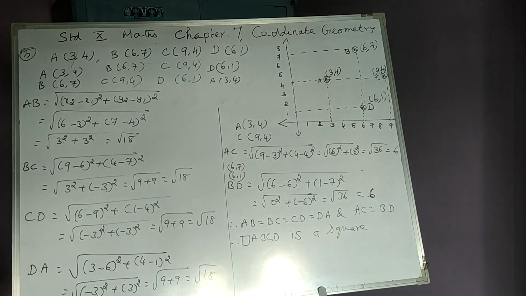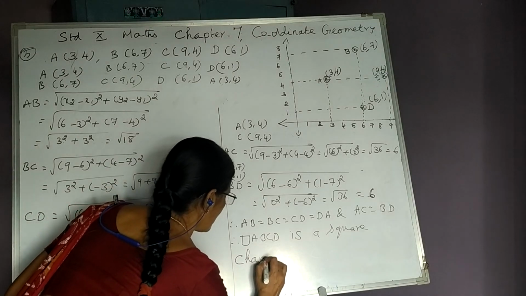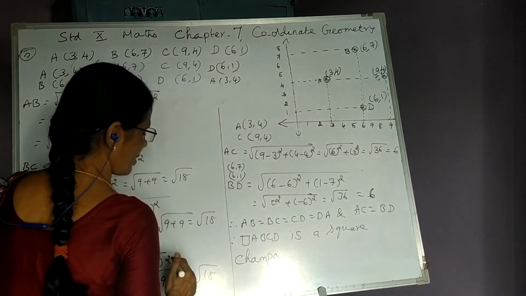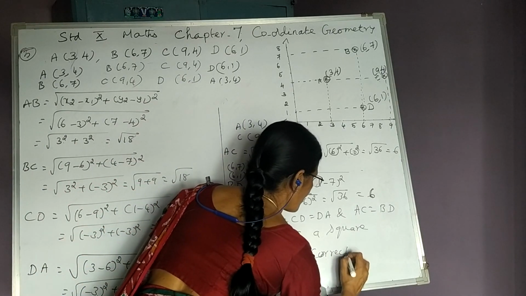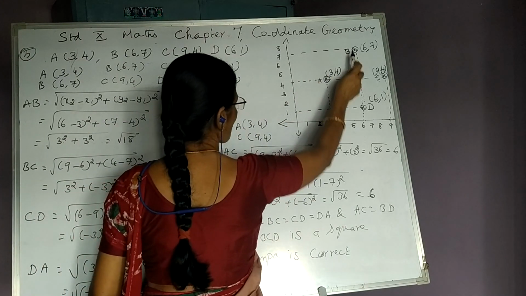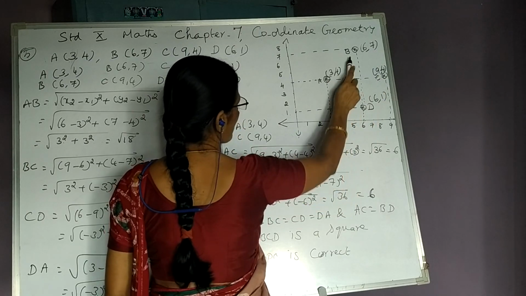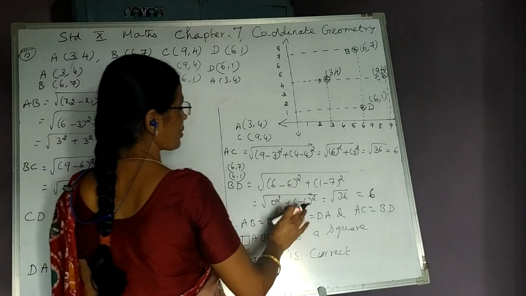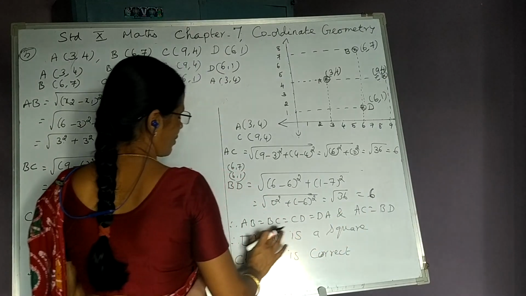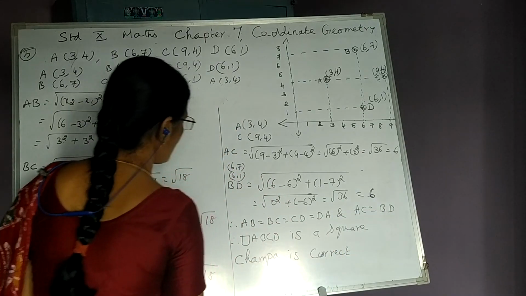Therefore, whose statement is correct? Champa's statement is correct. Champa only says that it forms a square. Therefore, Champa is correct. Hope you understood. The points are plotted in the graph in the textbook, so using the graph, we got the coordinates. We are supposed to show whether ABCD forms a square or not. Therefore, to show the square, we should find all the four sides and the diagonals also. Here we found all the four sides equal and the diagonals are also equal. Therefore, the quadrilateral forms a square.